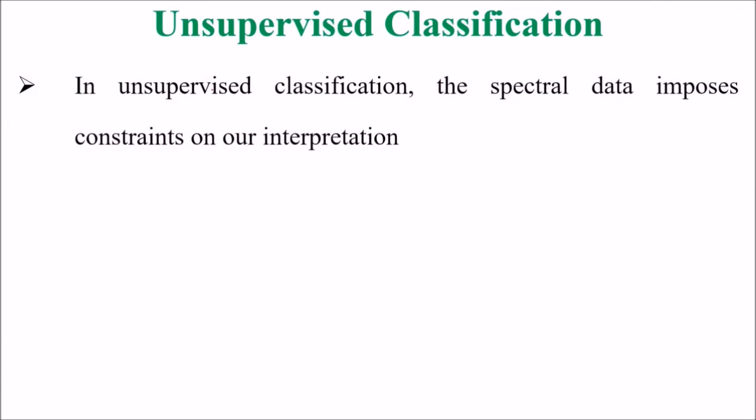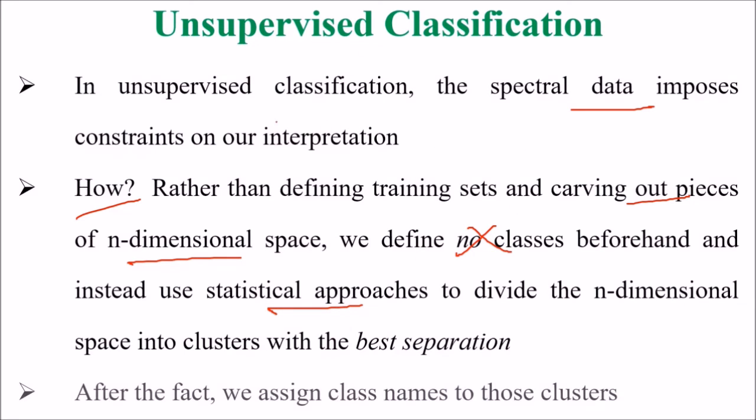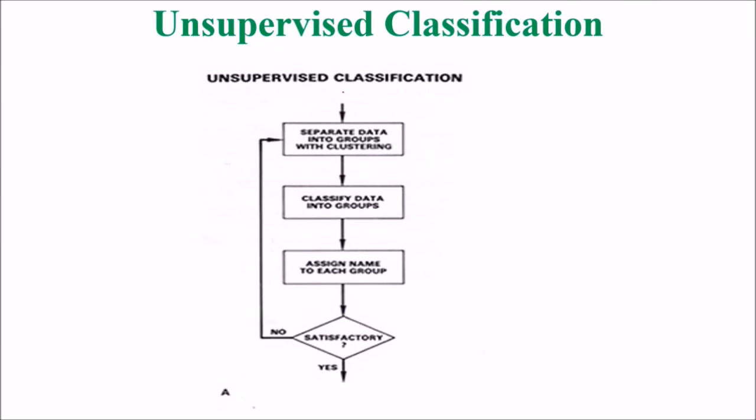So what happens here is, in unsupervised classification, the spectral data imposes constraints on our interpretation. How? Rather than defining a training set and carving into pieces of n-dimensional space, we define no classes beforehand, and instead we use the statistical approach, which is inherent in the data, to divide the n-dimensional space into clusters with the best separation. After this, we assign class names to those clusters. So this is how it is done.